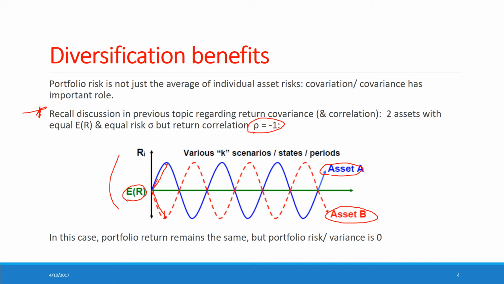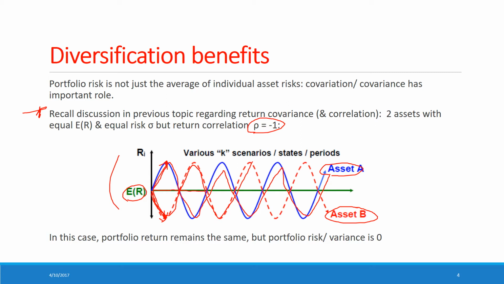So as you can see, this is the return pattern of asset A. So sometimes asset A goes up, sometimes it goes down. Likewise, asset B's returns vary as well. But when asset A moves up by, say, 10%, asset B moves down by 10%, right? So if we combine these 2 assets in an equally weighted portfolio, then an increase in the return of asset A would be offset perfectly by a decrease in the return of asset B.